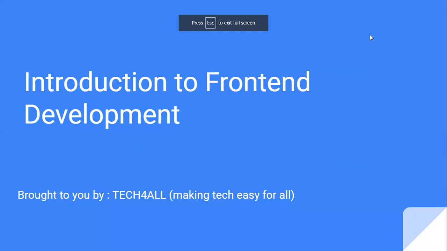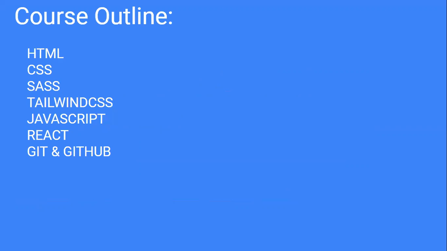All right, so this is an introduction to front-end development and it's brought to you by Tech for All, which is making tech easy for everybody. For this class, these are the major topics we are taking. We're taking HTML, CSS, SAS, and Tailwind CSS, which is a CSS framework. We're taking JavaScript and React. React is a JavaScript framework. And we're taking Git and GitHub.